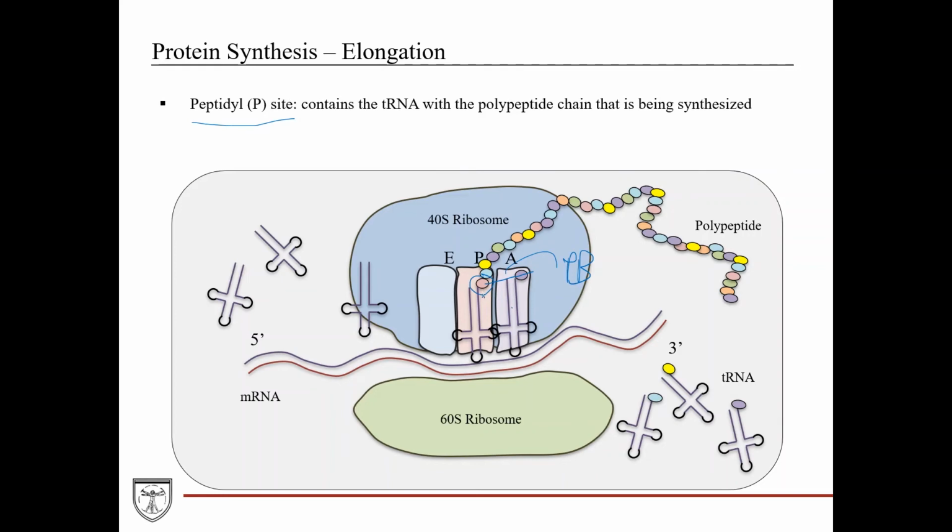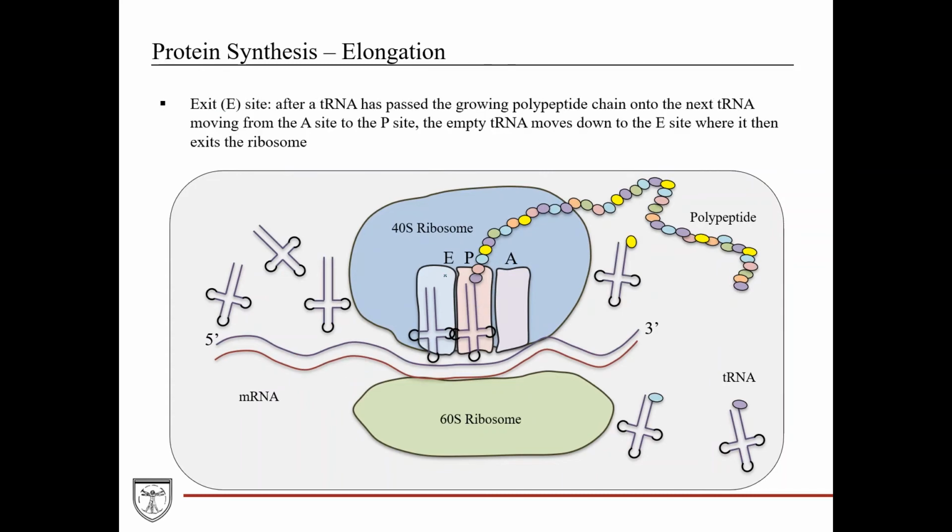So what's going to happen is that after this peptide bond is formed, the growing polypeptide chain will get transferred from this tRNA to this tRNA, which then frees up this tRNA to then move down to the exit site. And then this tRNA holding the polypeptide chain can then move to the P site just like that. So after the polypeptide chain has been transferred from this tRNA to that tRNA, and then this tRNA carrying the polypeptide chain has moved into the P site from the A site, this empty tRNA is then in the exit site where then it can exit the ribosome.